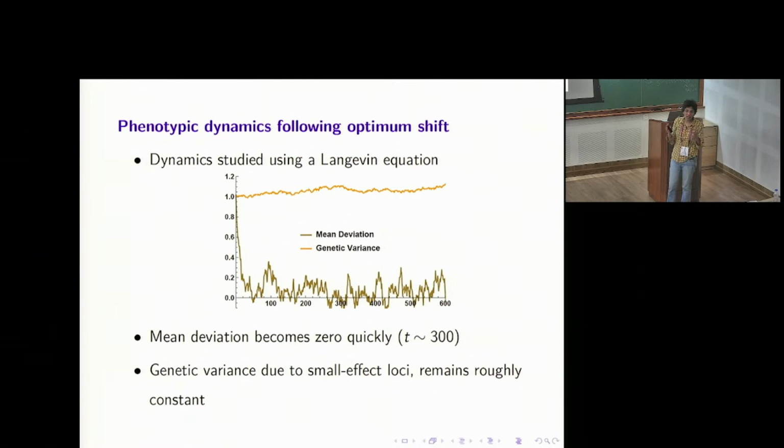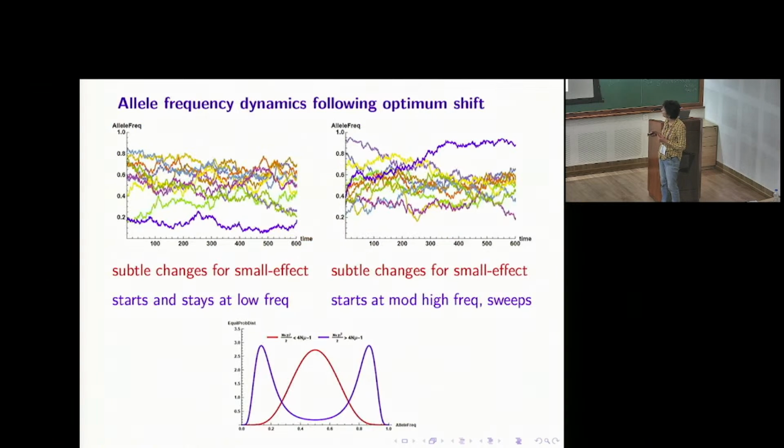Okay, so now we are in the regime where we have a finite population, and we see that for small effect loci, we have a unimodal distribution, but for large effect loci, we have a bimodal distribution. That was in the stationary state, at the balance, but now let's look at the adaptation dynamics again. Here we find that the genetic variance does not change. It remains roughly constant.